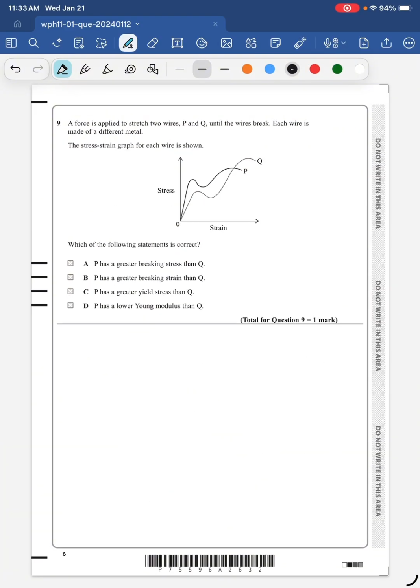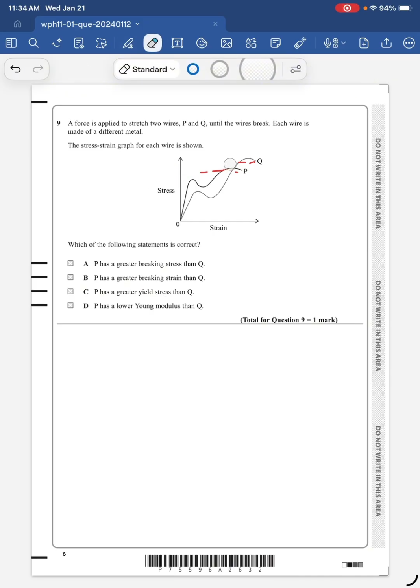Yes. Question 9. A force is applied to stretch 2 wires P and Q until the wires break. Each wire is made of a different metal. The stress-strain graph for each wire is shown. Which of the following statements is correct? P has a greater breaking stress than Q. The breaking stress of P is this one over here, right? The breaking stress of Q is over there, which is higher, so A is wrong.